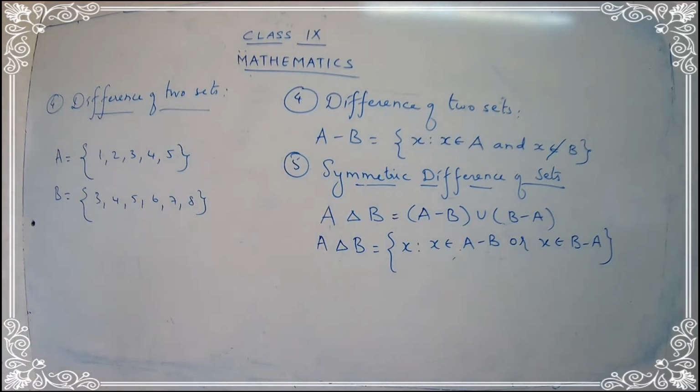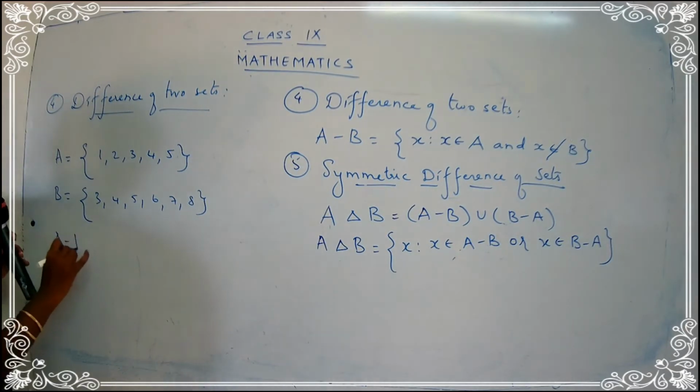The members of A are 1, 2, 3, 4, 5. And the members of B are 3, 4, 5, 6, 7, 8. So now what are we going to do? We are going to find the difference of two sets. Difference is not just subtracting the numbers. We are going to apply a new rule over here.